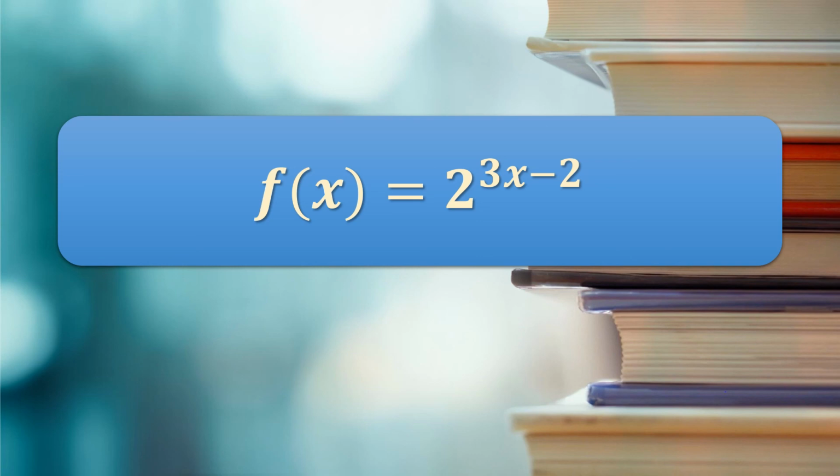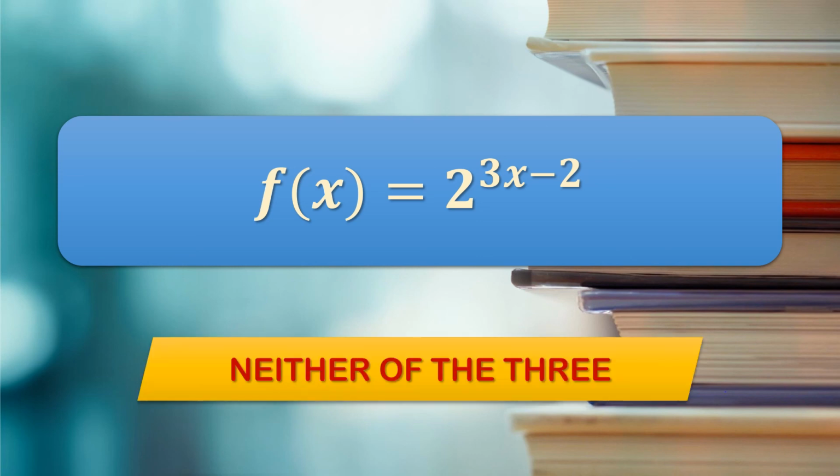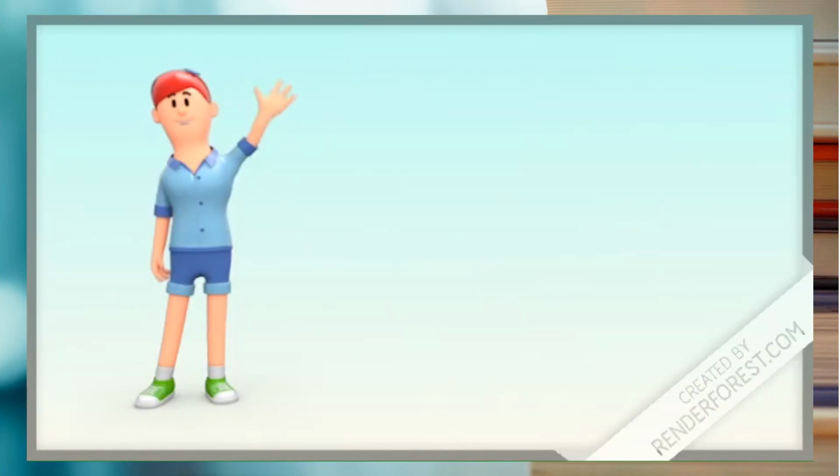Last example, f of x is equal to 2 raised to 3x minus 2. Yes, none of the mentioned logarithmic expressions. This is an exponential function since the given is an exponential expression, 2 raised to 3x minus 2. Okay, so that's all for lesson 2. We proceed with our last lesson.